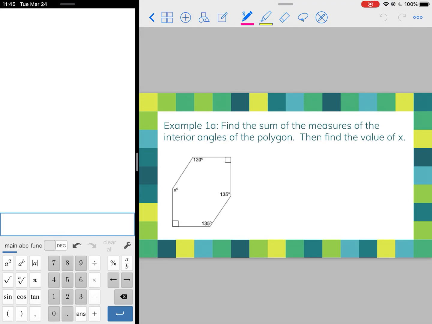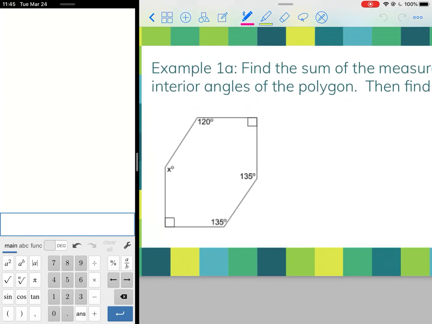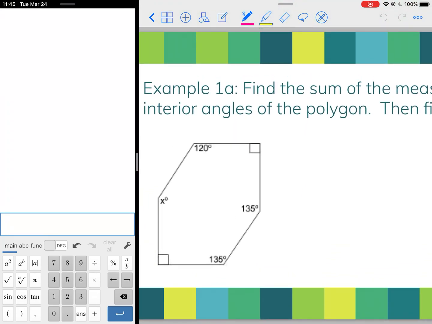For example 1a, we're going to find the sum of the measures of the interior angles of this polygon, and then we're going to find the value of x. To find the interior angle sum, we need to know how many sides there are. I like to remember where I start from. This is 1, and then I'm going to count my way around. This one has 6 sides, so this is a hexagon.